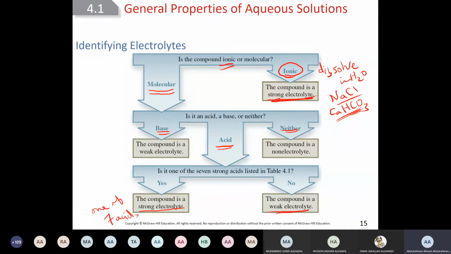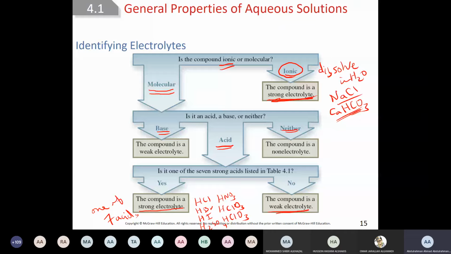Give me an example of a strong electrolyte, a strong acid. HCl. Other? HBr. Other? HI. Nitric acid, HNO3. What else? Chloric acid. What else? Perchloric acid. You have to memorize these. And the last, sulfuric acid. These are the strong ones. I want you to memorize these very well.